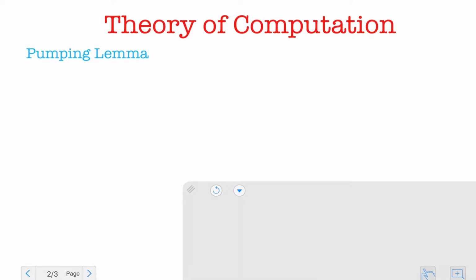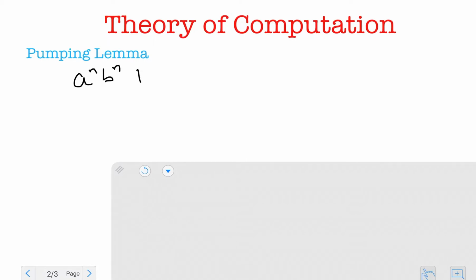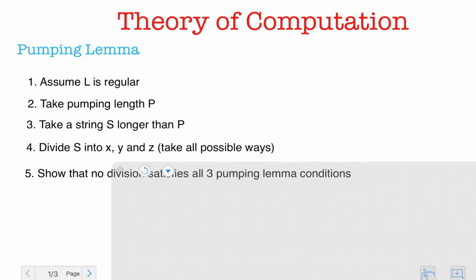Hello everyone, welcome back. So in this video we'll try using the pumping lemma to take an example of a language and then use the pumping lemma to prove that that language is not regular. So we'll take our very popular example, which is a^n b^n, where n is greater than 0. So this is my L, and I have the steps written right here.